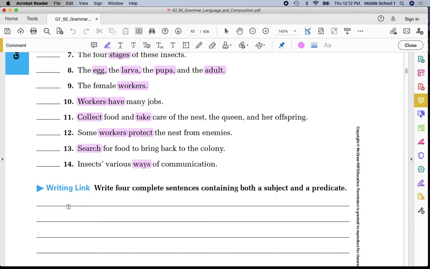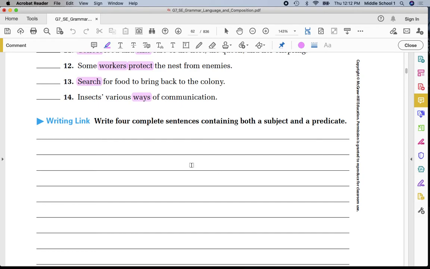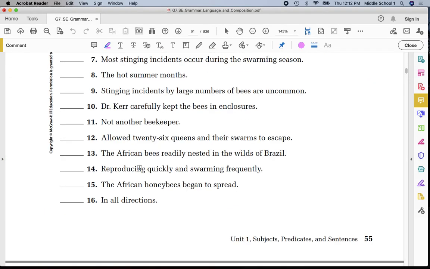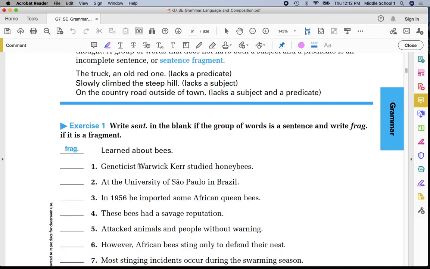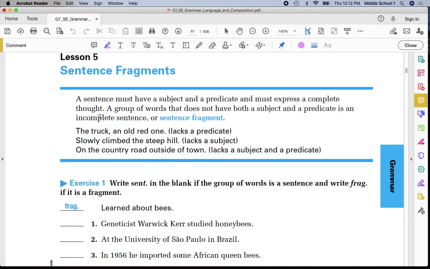Before we go back to page 55, put a big old X through these lines on the bottom of the page. You will not be using that. Put an X through those lines. Now, back to page number 55. In review, at the top of the page, a sentence must have a subject and a predicate to express a complete thought. If it does not, we call it a fragment. On the top of the page are 3 additional examples that you can read for yourselves.